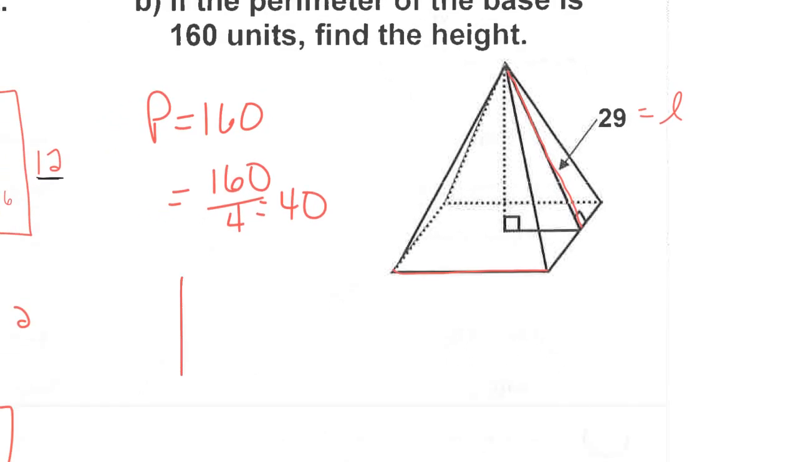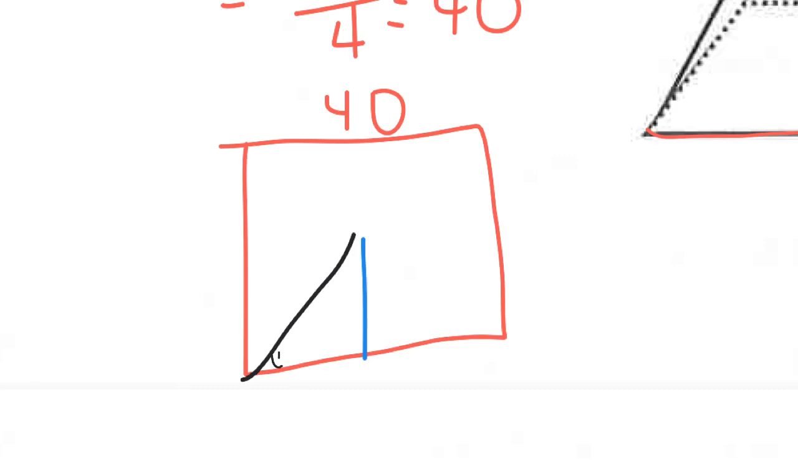So I'm going to draw the base. It's a square. I know each side is 40. I also know that I have an apothem right here. I drew it in blue into a 45, 45, 90 triangle. So same as last time. And if one side is 40, that means half is 20. So now I can find A, which is 20.